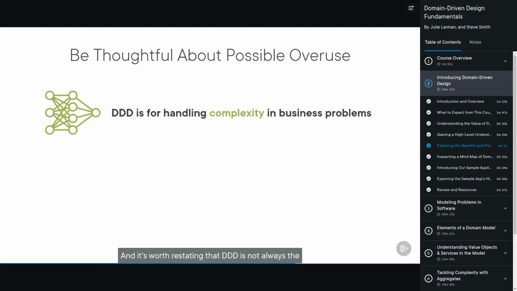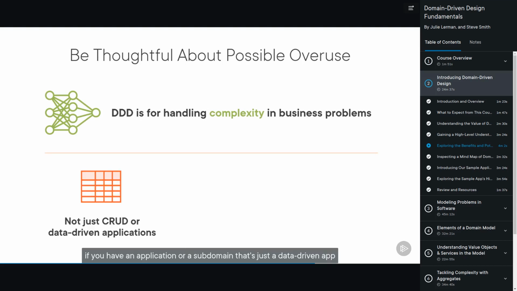And it's worth restating that DDD is not always the correct path for your applications. And it's helpful to keep in mind some of the scenarios where DDD is just going to be overkill. For example, if you have an application or a subdomain that's just a data-driven app and doesn't need much more than a lot of CRUD logic, there's really no need to use DDD. It would be a waste of time and effort.